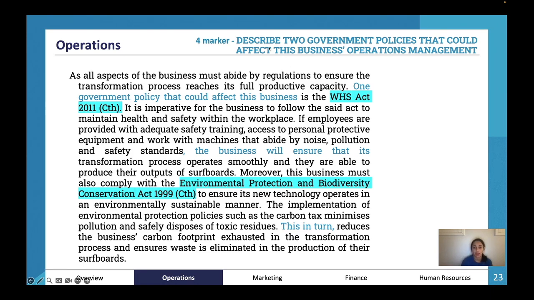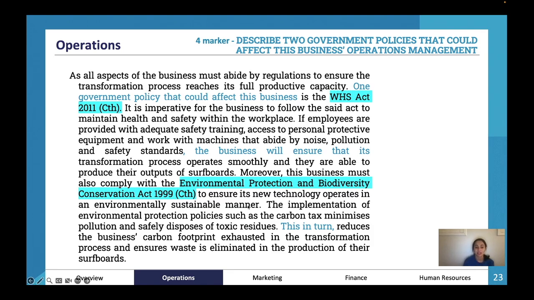But we'll continue. So we've clearly identified what that one is, but it is a describe question, so we have to describe now what that Work Health and Safety Act does and how it can affect the operations management. So here we've got, "It is imperative for the business to follow the said act to maintain health and safety within the workplace. If employees are provided with adequate training, access to personal protective equipment, and work with machines that abide by noise pollution safety standards, the business will ensure that its transformation process operates smoothly and they're able to produce their output of surfboards." So here we've got the part about the actual operations management. And then we've got how it links to the government policy and why it's important to be safe. So it's really connecting those two ideas together.